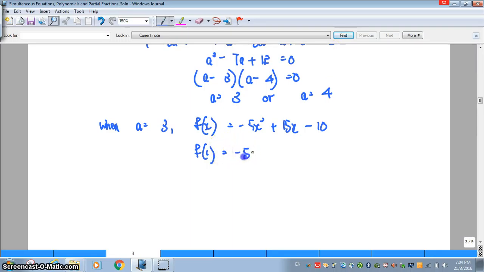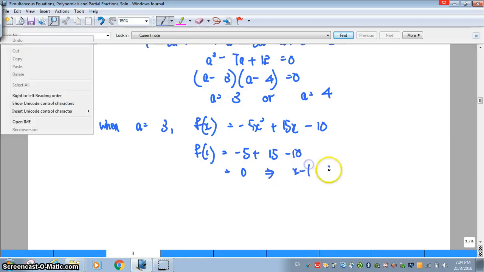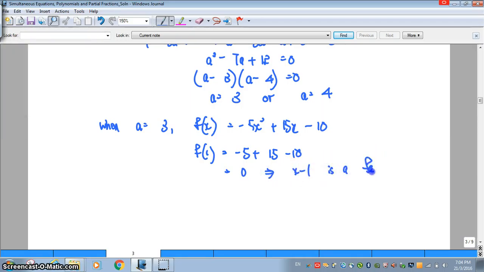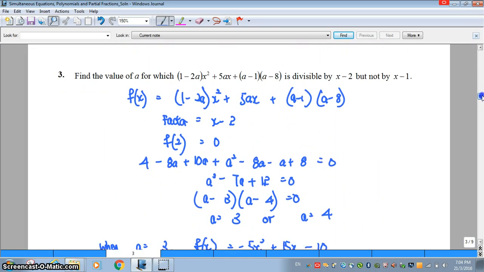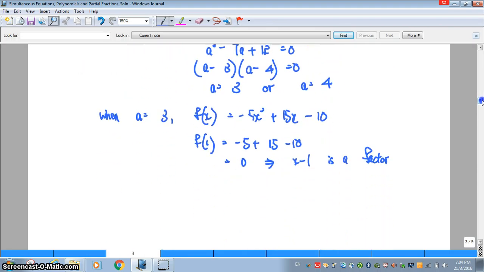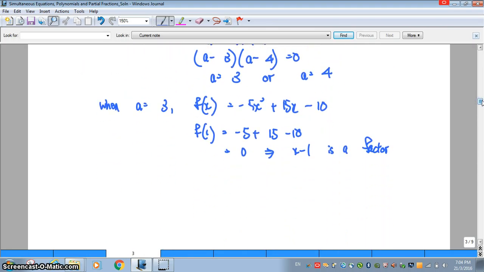Notice my remainder will be equal to 0. This means that x minus 1 is a factor. So, it contradicts what is given in the question where it is not divisible by x minus 1. So, in this case, we will reject a is equal to 3.